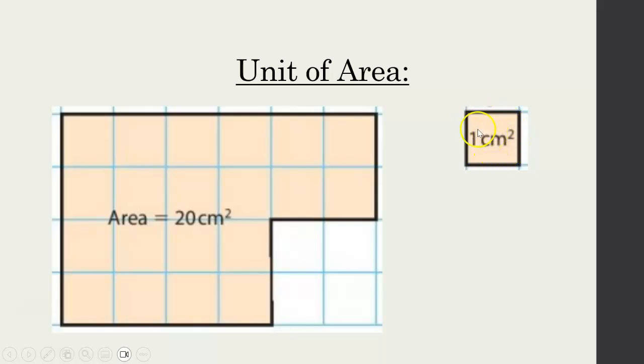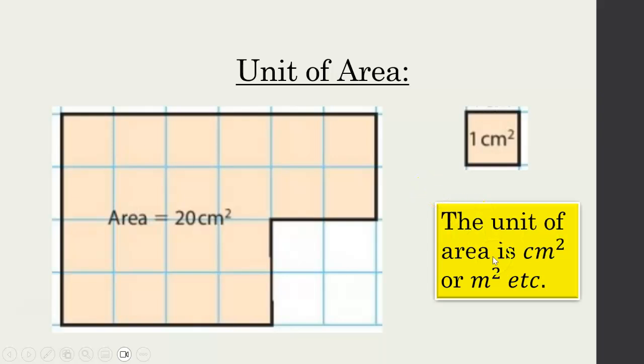So what we're actually finding when we look at the area is how many of these centimeter squares are in the whole area of the shape. We can just count them. We're counting how many of these little squares, 1 centimeter squares, are in the full shape. So 1, 2, 3, 4, 5, 6, 7, 8, 9, 10, 11, 12, 13, 14, 15, 16, 17, 18, 19, 20. So there's 20 centimeters squared. That's where we got the area from. We just counted all the boxes.